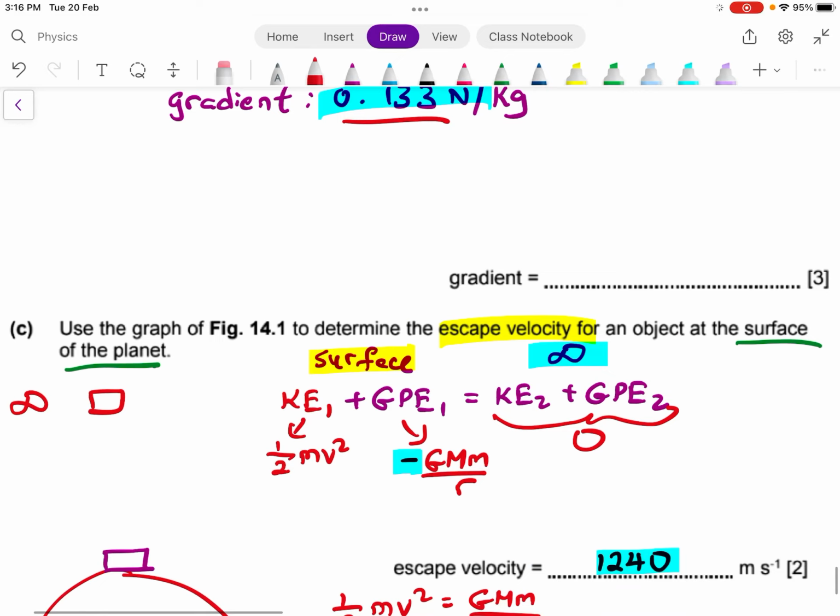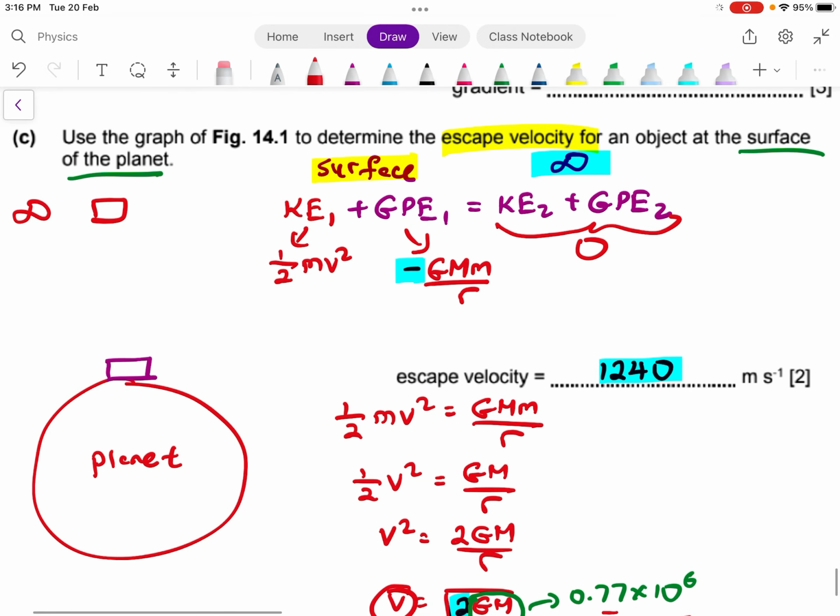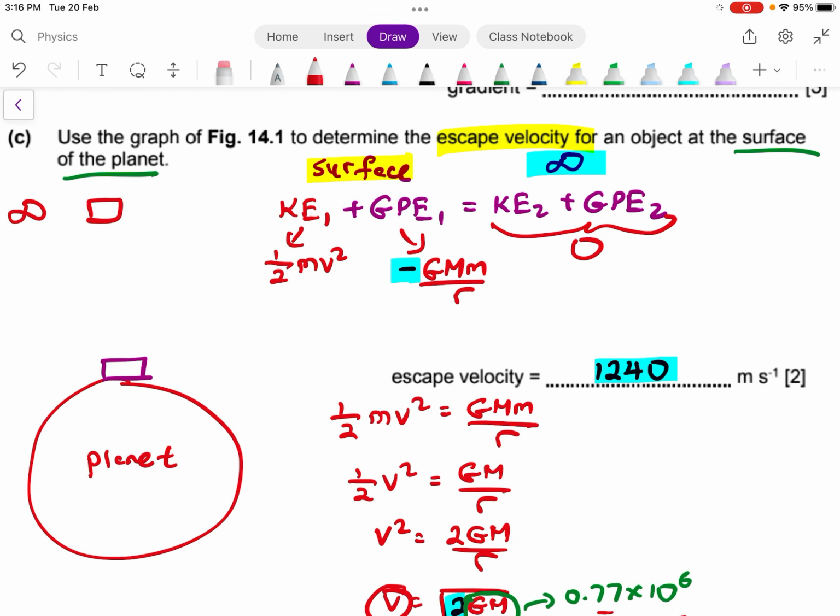Okay, for part C, use the graph of the figure to determine the escape velocity at the surface of the planet. To determine escape velocity, you need to use the principle of conservation of energy. You start at the surface, meaning this is point 1. At the surface, you possess kinetic energy.